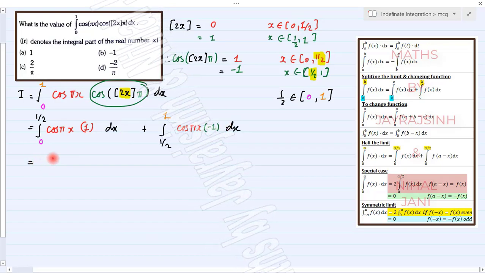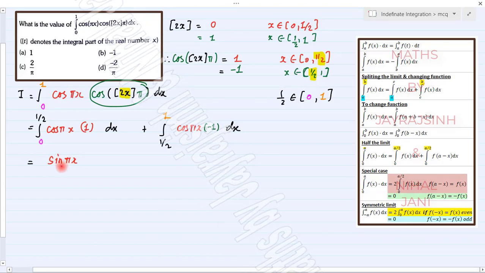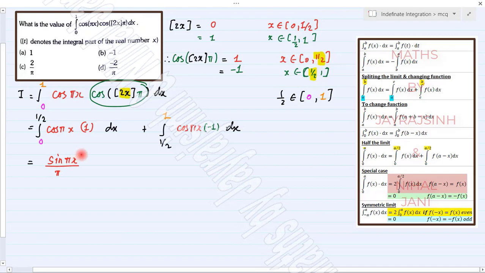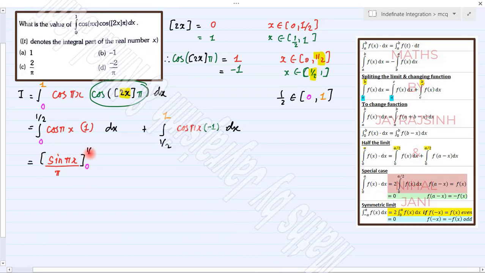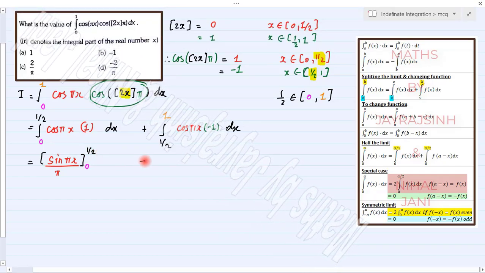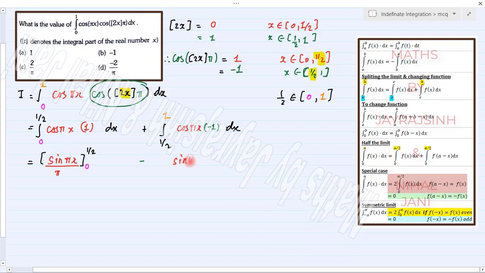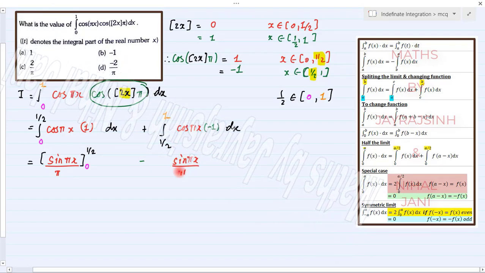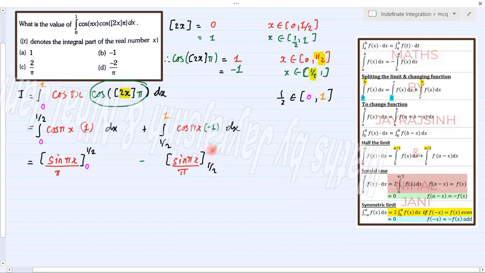Integration of cos pi x will be sin pi x upon coefficient of x, which is pi. Limit is from 0 to 1 by 2. Similarly, this minus will be taken outside. Integration of cos pi x will be sin pi x upon pi, but limit will be from 1 by 2 to 1.